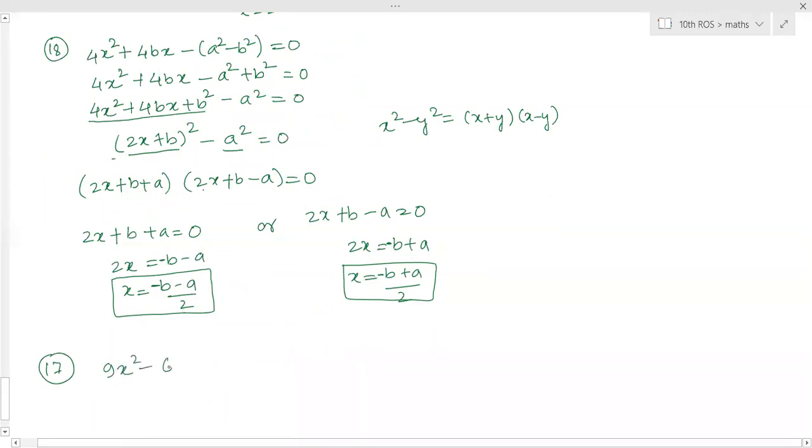9x square minus 6 b square x minus a to the power 4 minus b to the power 4 is equal to 0. Exactly the same way.